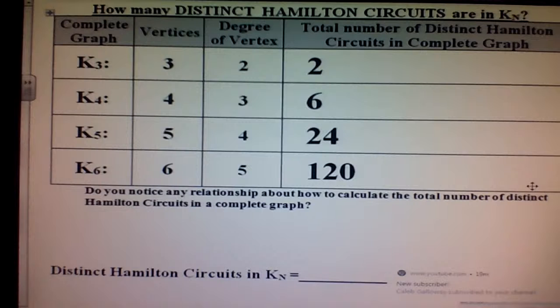How do I write 3 times 2 times 1? 3 exclamation point. Okay, so to get the total number of distinct Hamilton circuits, we take the degree of each vertex and factorialize it. Because 2 factorial is 2 times 1, 2. 3 factorial is 3 times 2 times 1, 6. 4 times 3 times 2 times 1 is 24. 5, 4, 3, 2, and 1 is 120.